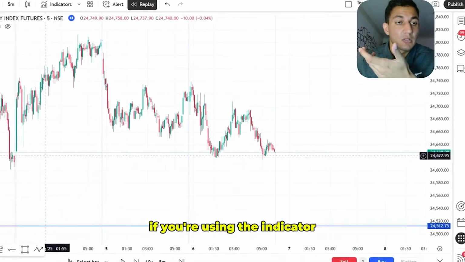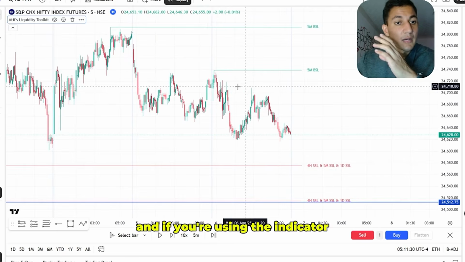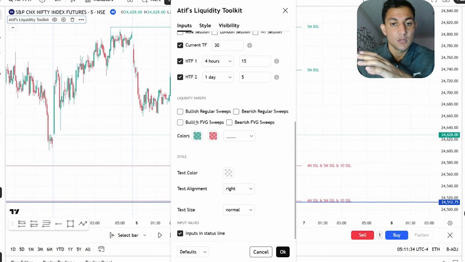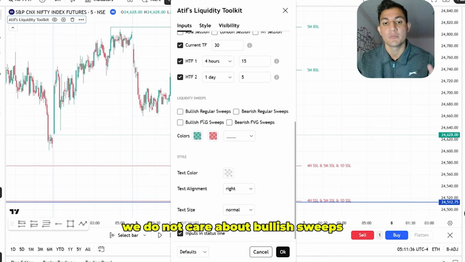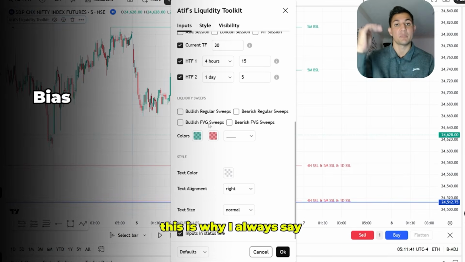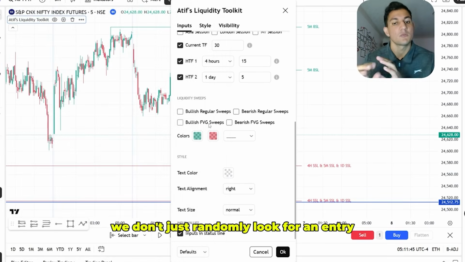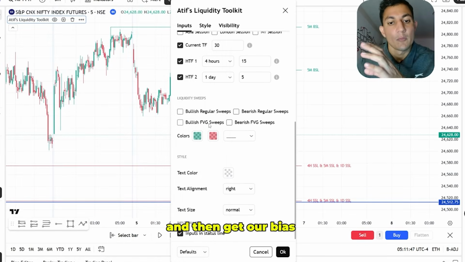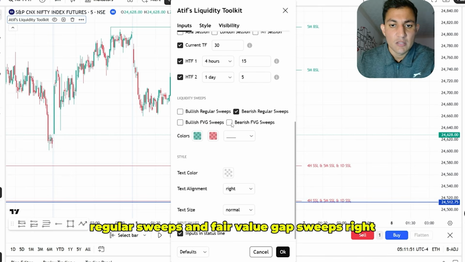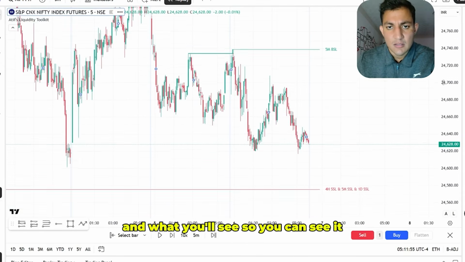And as usual, if you're using the indicator, let the indicator do all the hard work for you. What you want to do is go down, and remember, we do not care about bullish sweeps or bullish fair value gap sweeps because we are bearish, right? This is why I always say bias number 1, then sweep number 2, and then the entry, in that order. We don't just randomly look for an entry and then get our bias. It's always in that order. So what you're going to do is enable both bearish regular sweeps and fair value gap sweeps, like this.